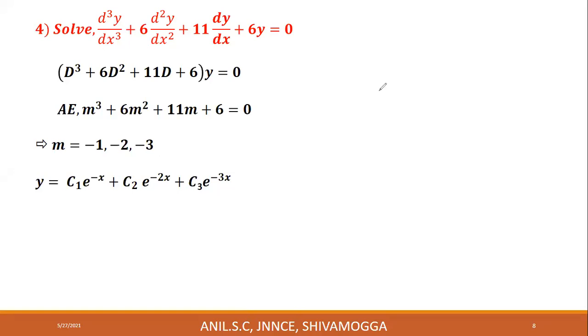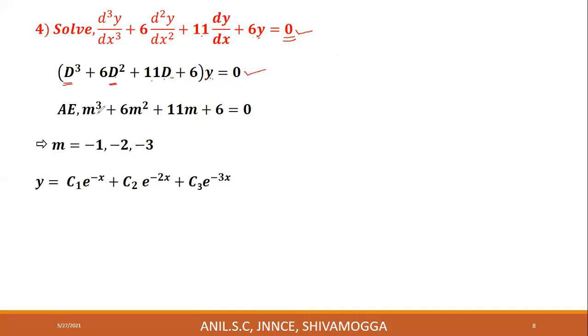equal to 0. First verify whether this is a homogeneous differential equation or non-homogeneous differential equation. Here phi of x, the RHS, is 0. Clearly this is a homogeneous linear differential equation. This can also be written as d cube y by dx cube, that is D cube, plus 6 into D square y by dx square, denoted by D square into y, plus 11 dy by dx, D of y, plus 6 into y is equal to 0. Both are one and the same.